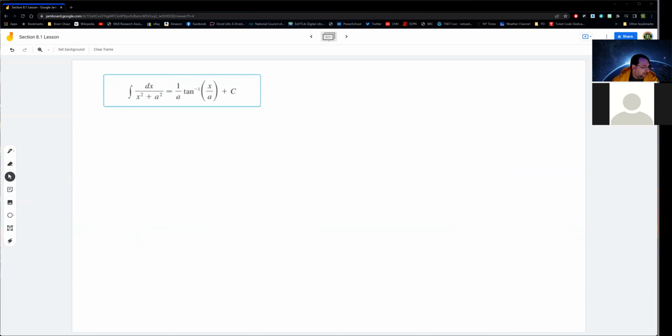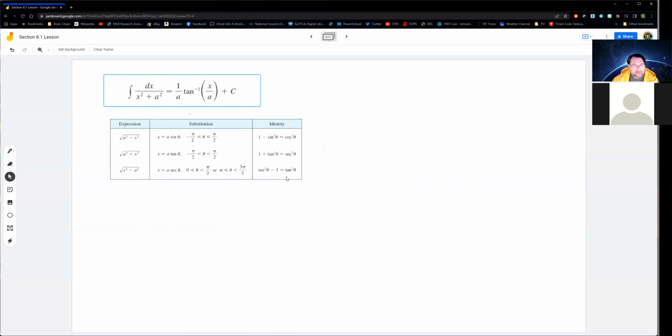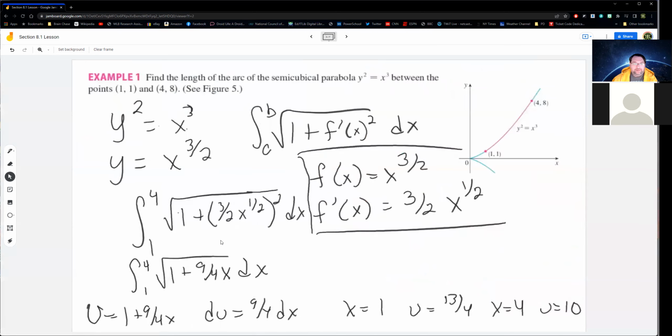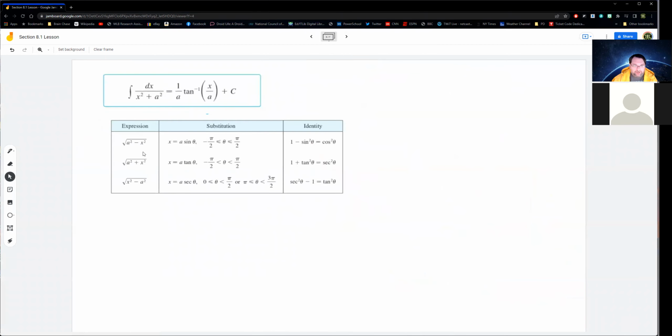And then there's the trig sub. Now the trig substitution one, it's still in terms of a squared and an x squared. In this problem, we don't have x squared anymore. In this problem, we have 1 plus 9 fourths x. There's no square. Oh, so the degree isn't big enough? Right. So we need the square to do this.